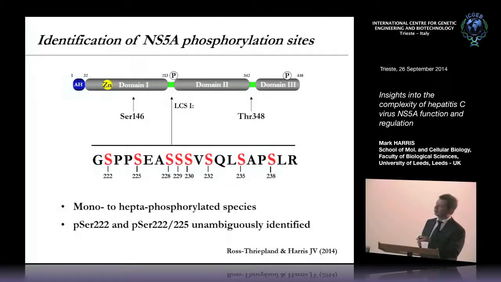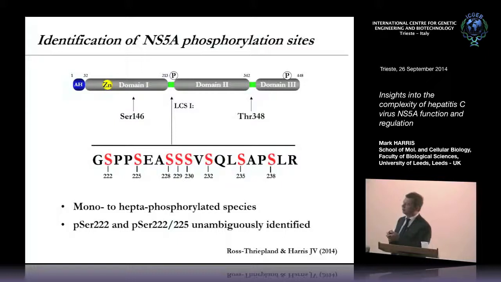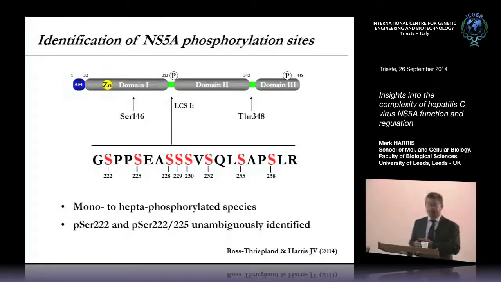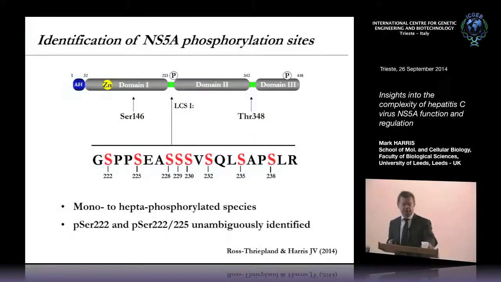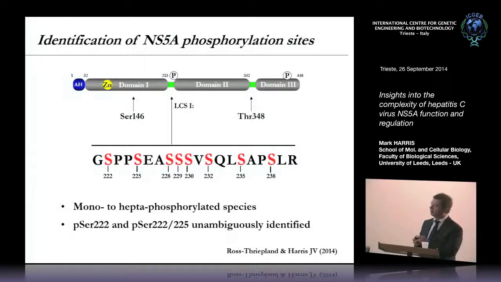This is the amino acid sequence of NS5A starting from 1. And also a diphosphorylated form which had 222 and 225 phosphorylated. But for the others, he couldn't unambiguously identify them. So for example, he identified a species that had 7 phosphorylations by mass spec, but he couldn't tell you which of those 7 residues was phosphorylated and which one wasn't, because we couldn't extrapolate the data in sufficient detail. However, we know that this region is highly phosphorylated.